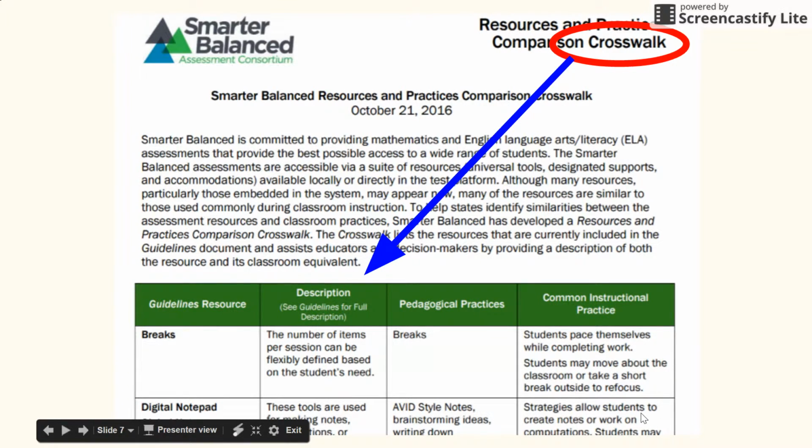This would help you to identify, if you're reading from right to left, if this instructional practice is in place for a student and it's necessary to help support them in their learning and in their success. As you read over, it might be an item that is embedded and available for a student to use, and we want to make sure you know that and can identify that.